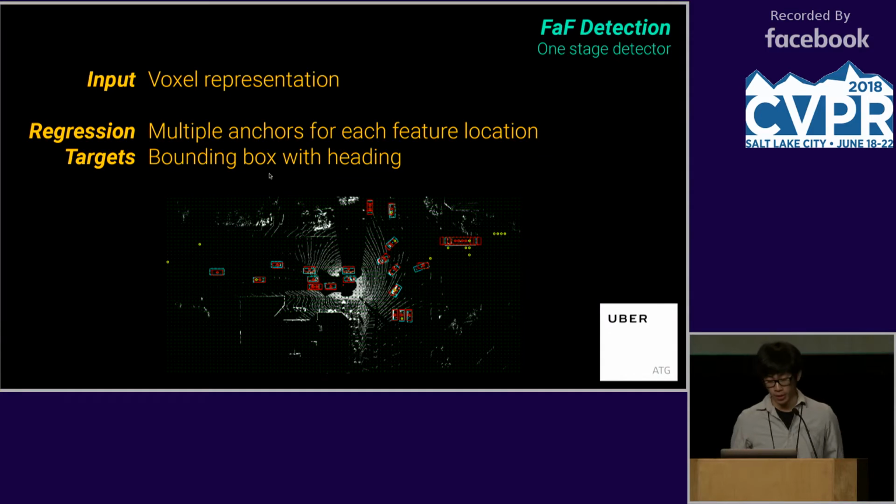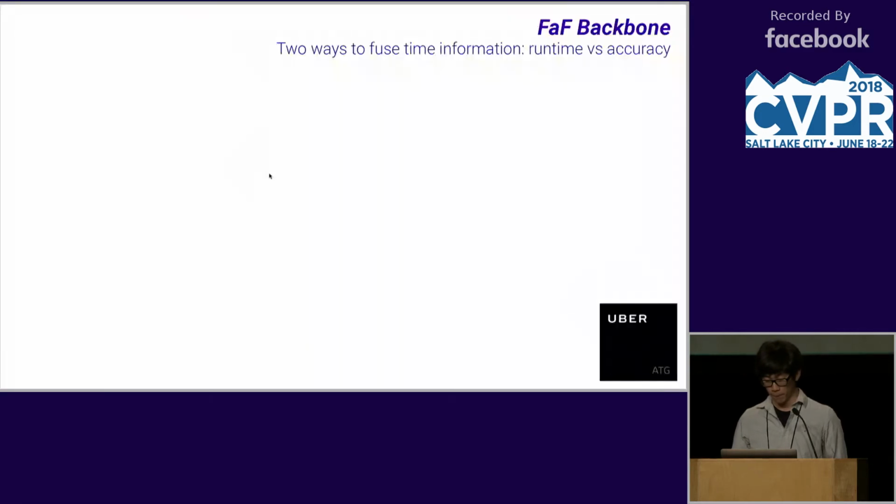As regression targets, we use multiple anchors for each feature location and regress directly to the position offset with respect to each anchor, as well as their corresponding box size and heading. This figure at the bottom shows an example with a positive anchor in red and ground truth bounding boxes in blue. For the backbone network, we explore 2 ways to fuse time information, considering the trade-off between running time and accuracy.